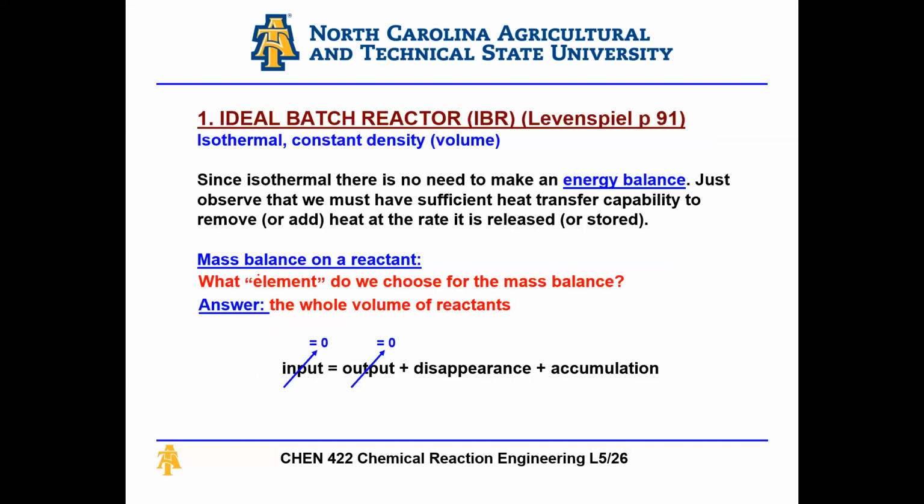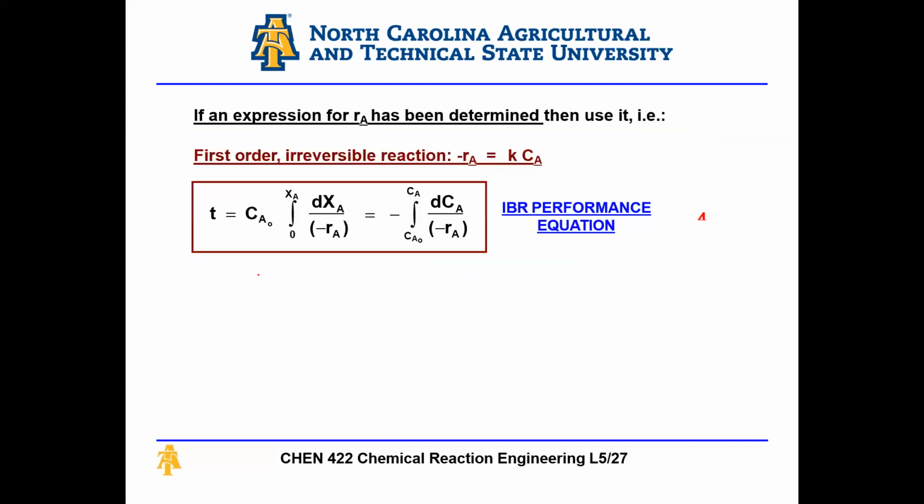Okay. Then we need to know the performance equations of the three types of reactors and be able to apply them. So this is the performance equation for an ideal batch reactor. RA is your reaction rate, whatever it is. If it's first order, it's kCA; second order, kCA squared; kCA to the power n, whatever it is. Substitute in the performance equation, do your integral, solve the problem.